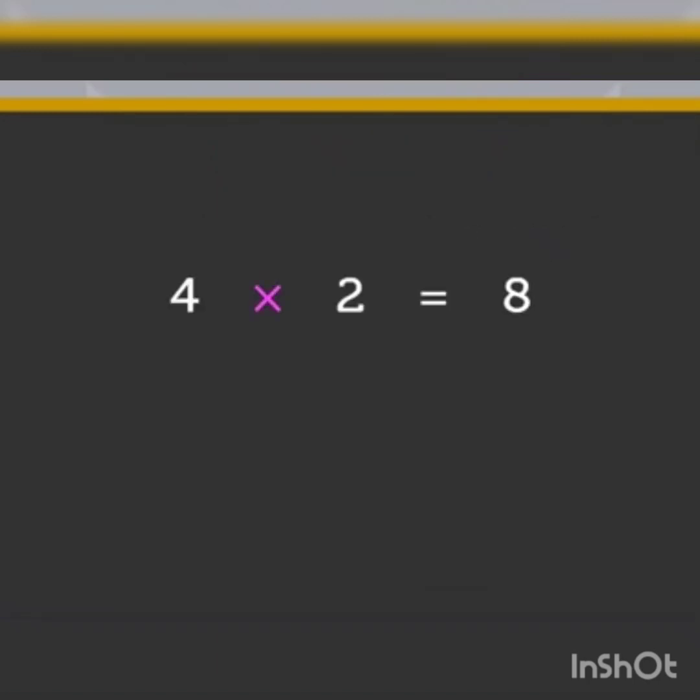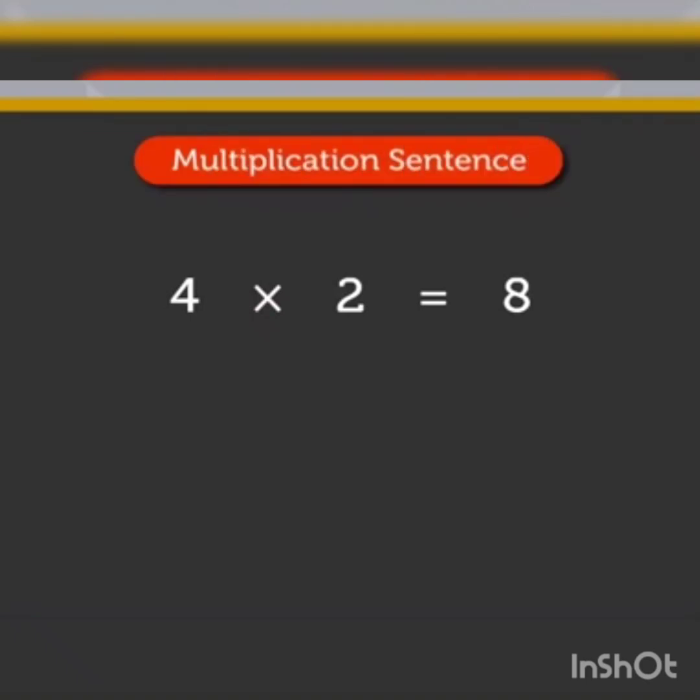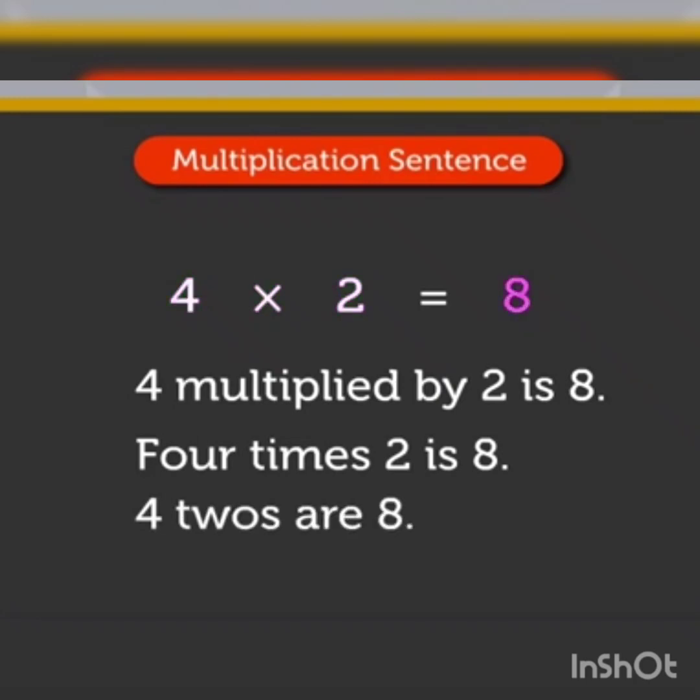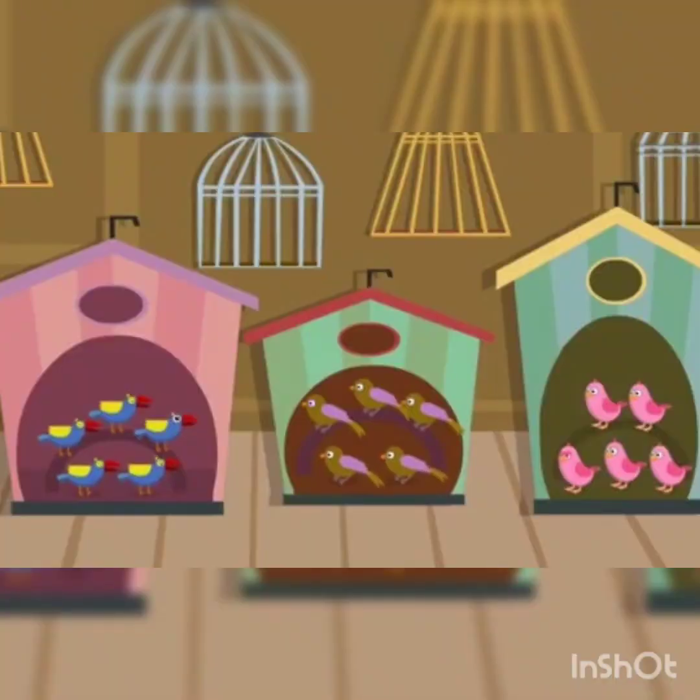Here, we use the multiplication symbol to write this statement. This is called multiplication sentence. It can be read as 4 multiplied by 2 is 8. 4 times 2 is 8 and 4 2's are 8. Now let's look at another example.